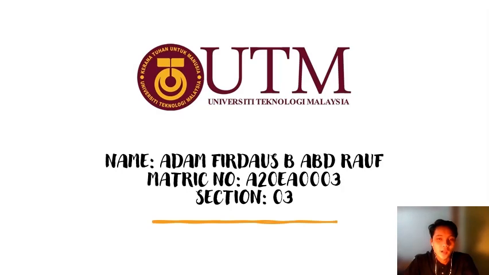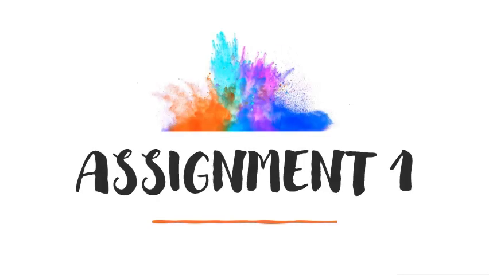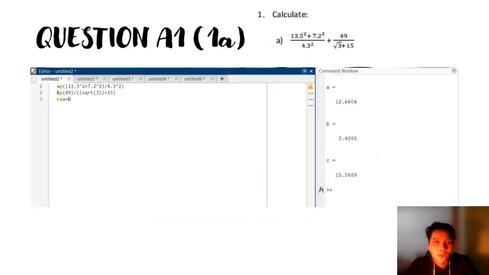In this video, I'm going to show you and explain step-by-step instructions on how I solve my programming problem. So, in this question, we are required to solve this equation. Calculate 13.5 square plus 7.2 square over 4.3 square plus 49 divided by the square root of 3 plus 15.